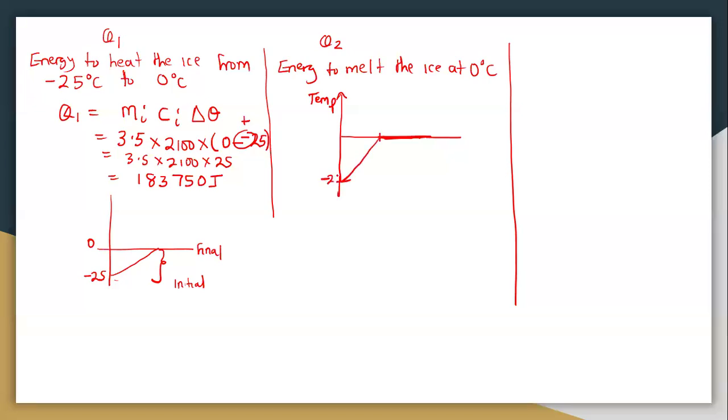So what does it mean? It means here at this point, we are going to be dealing with latent heat of fusion. And latent heat of fusion means that you are changing from ice to water at 0 degrees Celsius. And how do we find the quantity of heat?